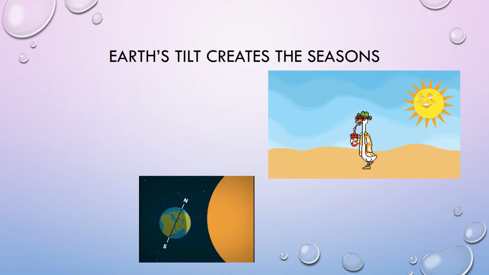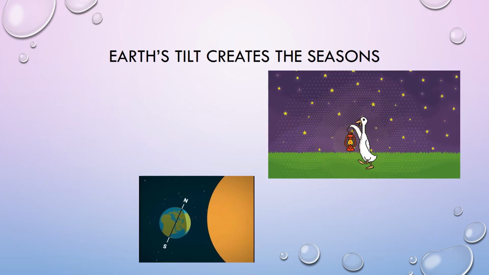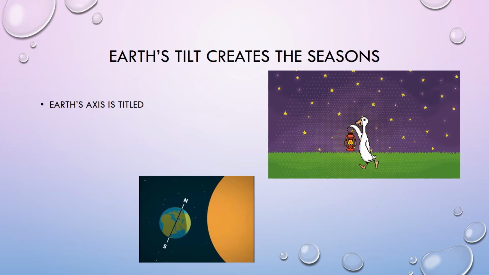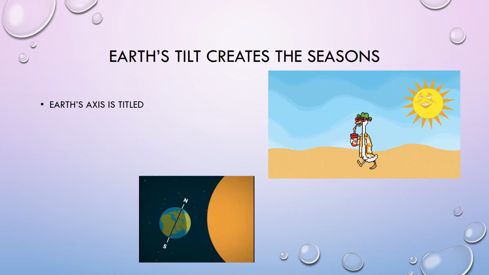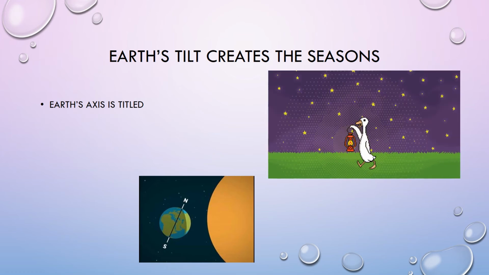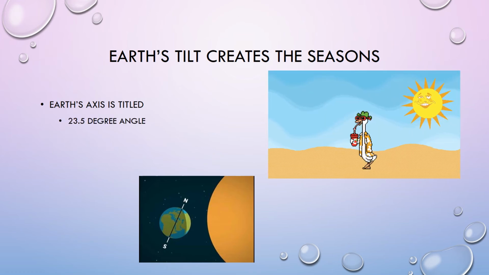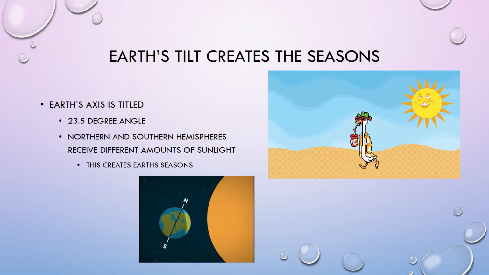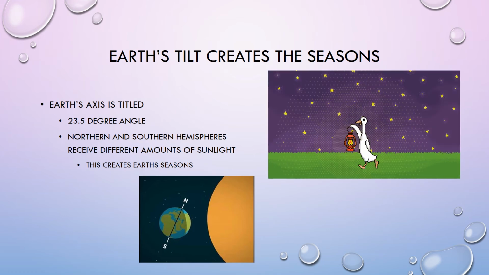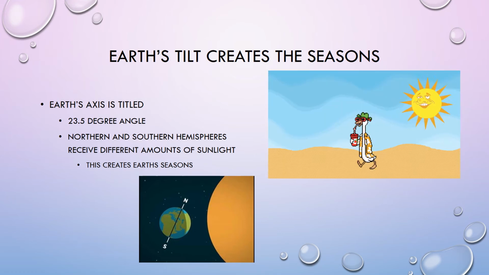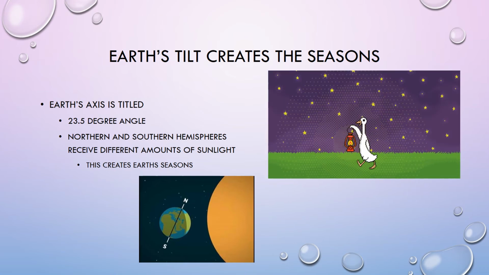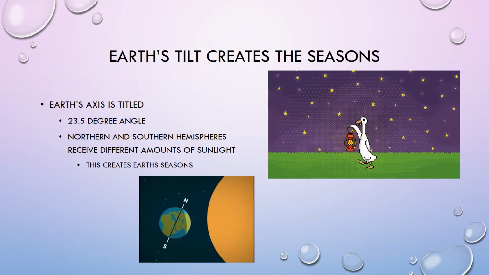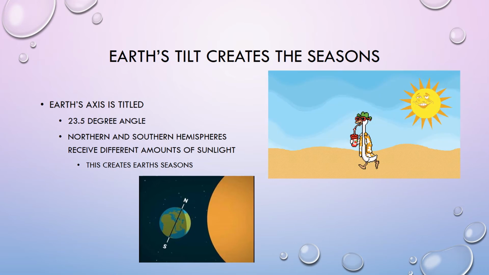So the Earth's tilt creates the seasons. Earth's axis is tilted, and you can actually see a picture of that tilt down on the bottom part of your screen, where that line's not straight up and down, but actually goes a little bit to the side. It's at a 23.5-degree angle. So the northern and the southern hemispheres receive different amounts of sunlight, and this is what creates Earth's seasons. We'll take a deeper dive into that here and talk about how the different amounts of sunlight create the different seasons for the northern and the southern hemispheres.